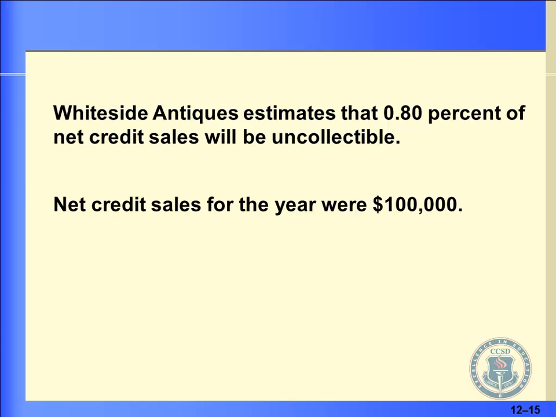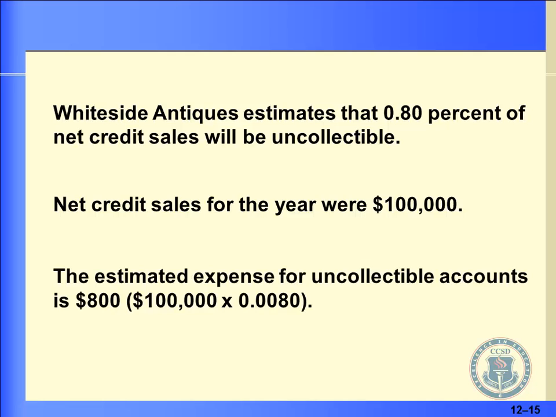That's what Domingo did up front here. Okay, so the estimated expense for the uncollectible accounts is $800, done by this little math equation that we just did. Perfect. So we can figure out that after we sold $100,000, we're not going to collect $800 of it. Is that acceptable?